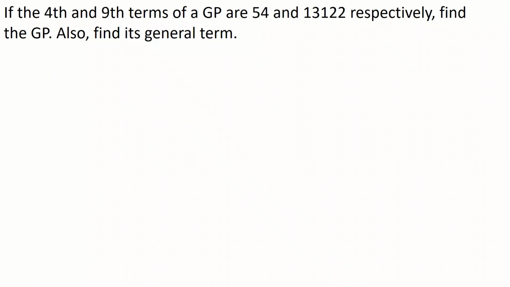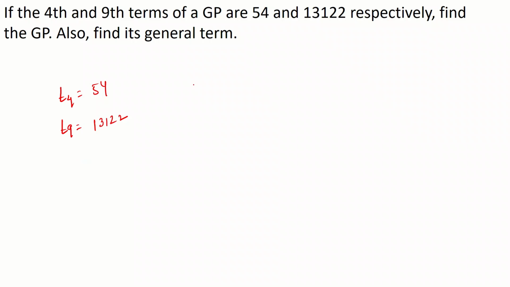If the fourth and ninth terms of a GP are 54 and 13122 respectively, find the GP. Okay, so they are saying that the fourth term is 54 and the ninth term is 13122. We need to find the GP. That means we need to give the entire progression with its 4 or 5 terms written out.